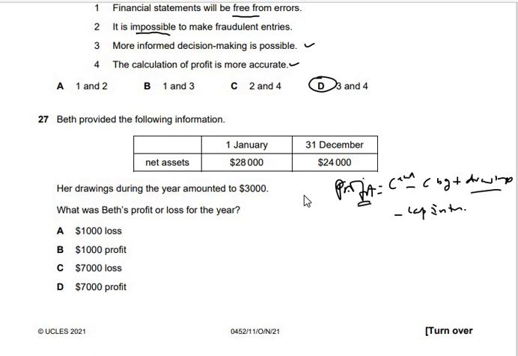All right? So here, the capital at the end is 24,000. Capital at the beginning is 28,000. There is already a minus 4,000. And we have drawings of 3,000. So we are getting 1,000 negative, which is a loss. So the answer is A.